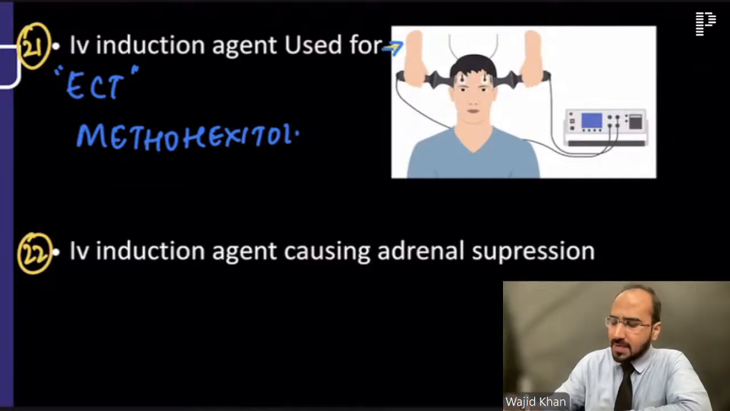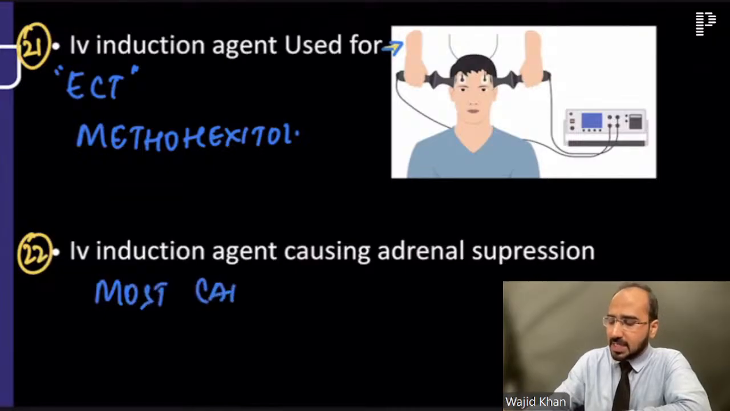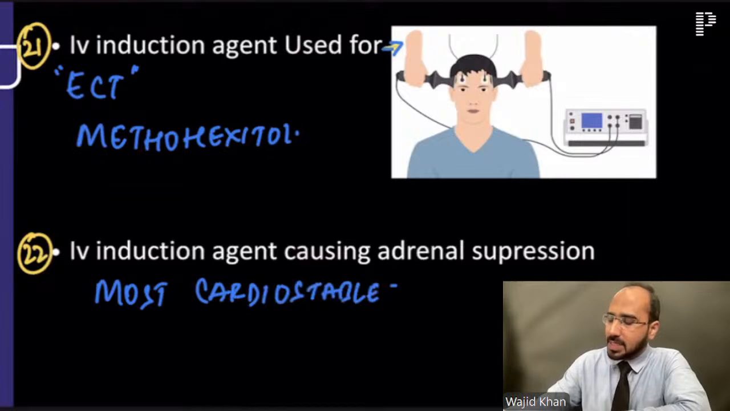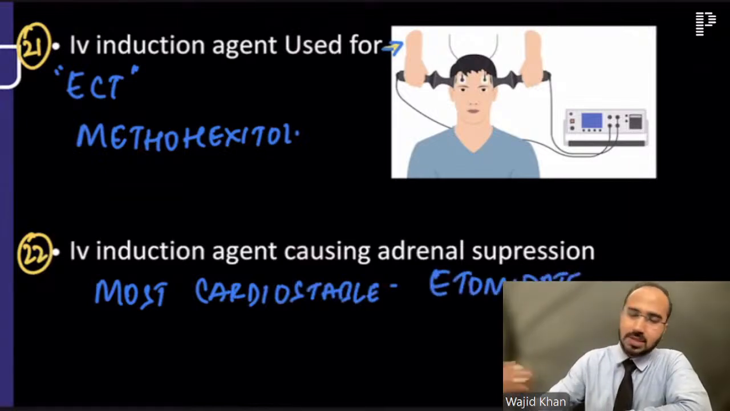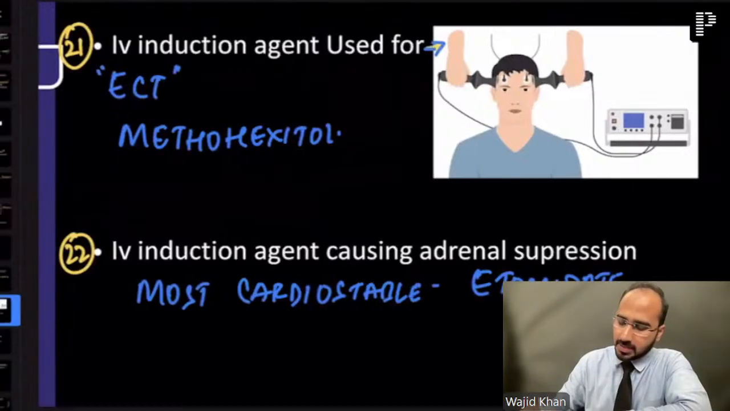Remember, the IV induction agent that causes adrenal suppression is the most cardiostable IV induction agent. Which is that most cardiostable agent causing adrenal suppression? It is nothing but etomidate. That is etomidate. Okay.